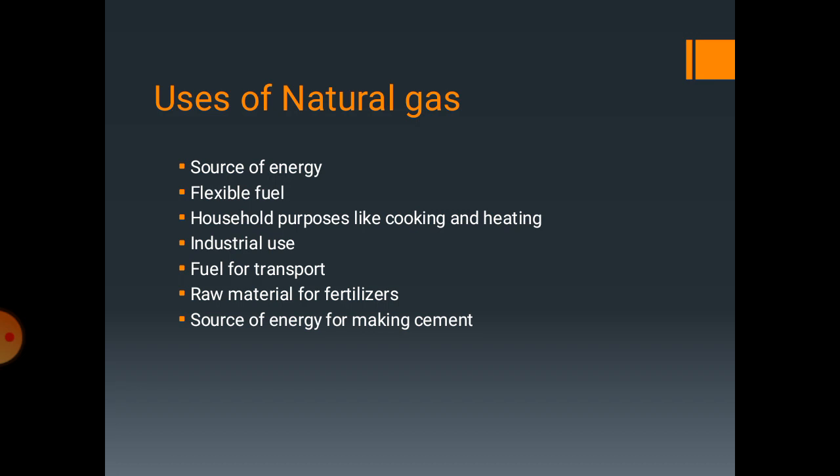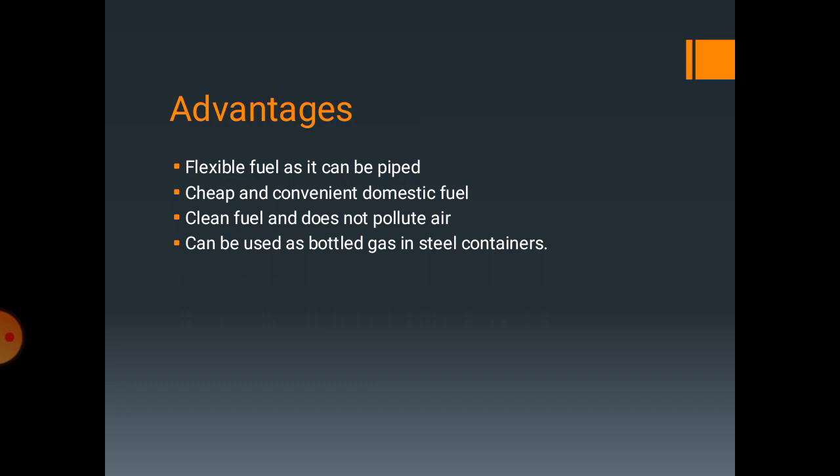that is used as raw material for fertilizers, and it is also an important source of energy for making cement. So natural gas is used in so many ways, and it has a lot of advantages and benefits. It is a flexible fuel, as it turns into liquid under pressure like LPG and CNG, which makes it easy to store. Similarly, it is a very cheap and convenient domestic fuel.